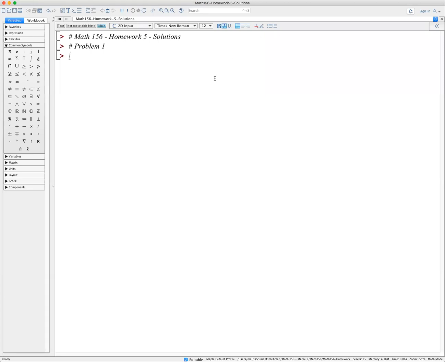Okay, we are going over homework 5 in Maple, Math 156. So the first problem is just to compute derivatives and integrals of some functions. So that's straightforward enough.